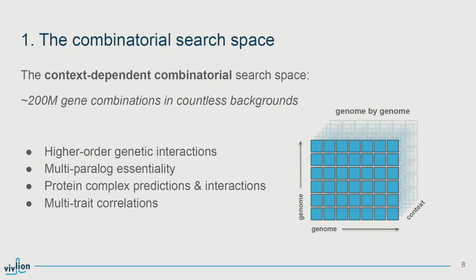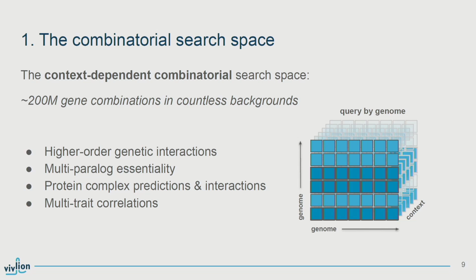And what that can tell you is, for example, higher order genetic interactions. Yeah, you get dual phenotypes in a context-specific manner. Or multi-paralog essentiality, for example. You do a screen of 2 paralogs in a context where the third one is not expressed, for example. Or protein complex predictions and now complex interactions within cells can be done. And multi-trait correlations, obviously.